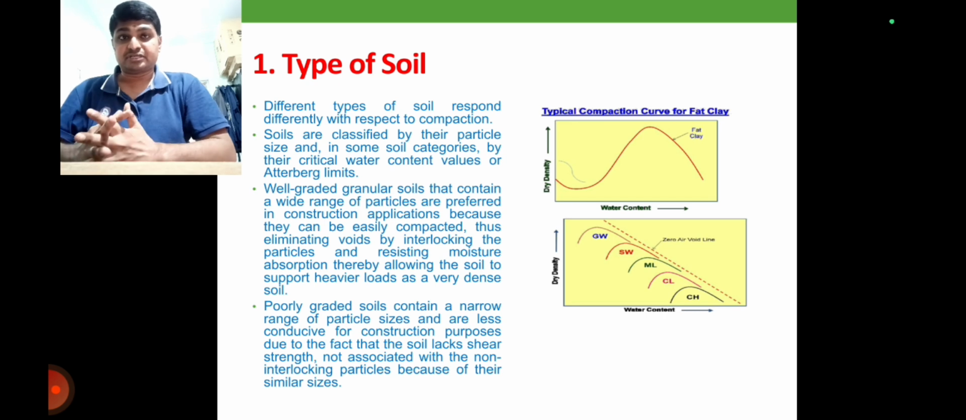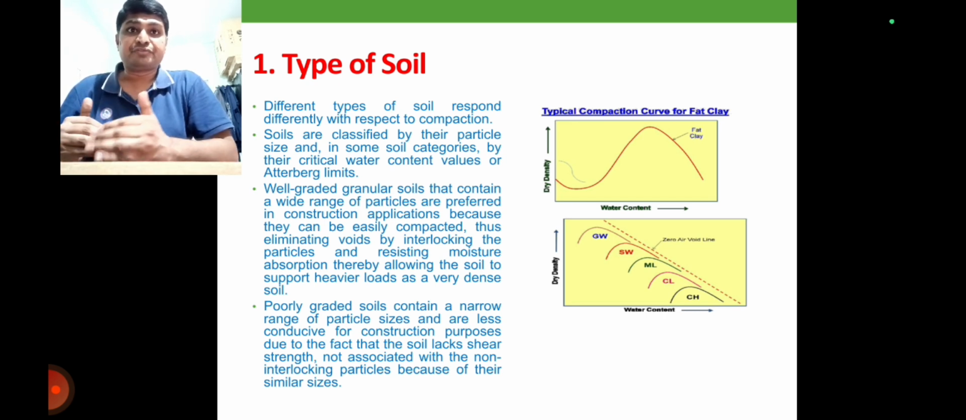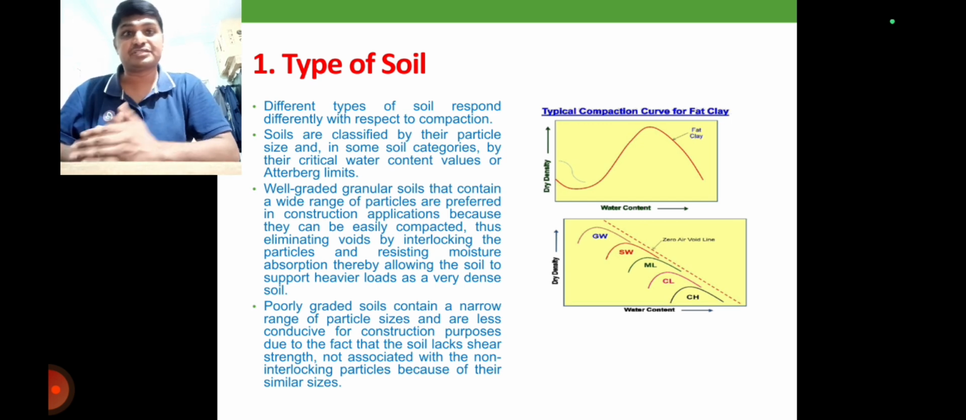What is the first type of factor which will affect the compaction of the soil? Different types of soils have different compactive natures. Well graded granular soil that contains a wide range of particles is preferred in construction applications because it can be easily compacted when compared to poorly graded soils. Poorly graded soils, which contain a narrow range of particle sizes, are also less suitable for construction purposes.